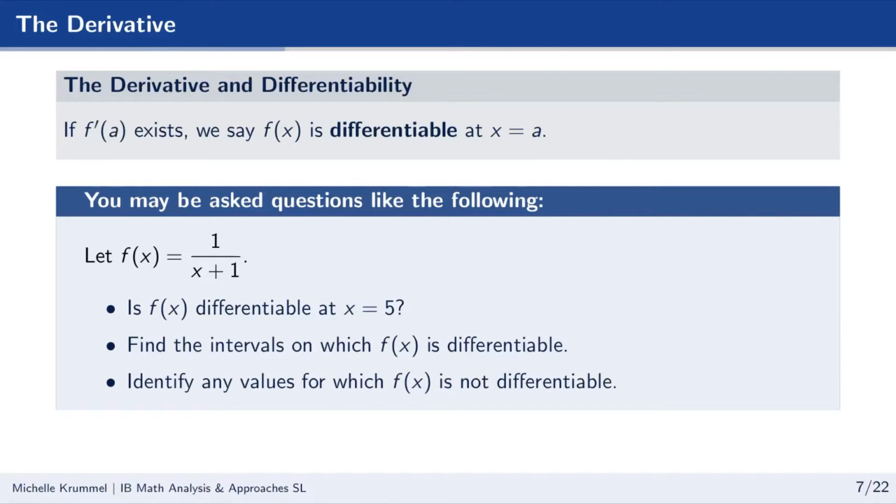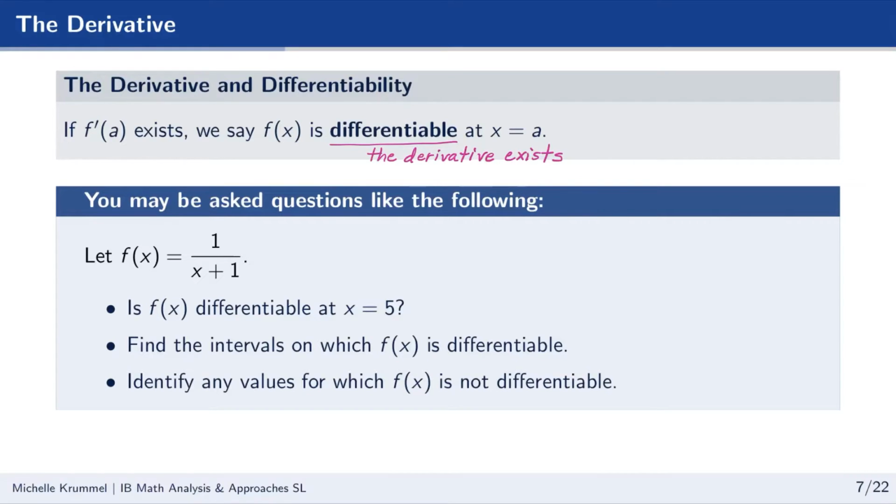If f prime of a exists, we say f of x is differentiable at x equals a. So we have some new vocabulary here. This word differentiable just means the derivative exists. If I tell you that the function is differentiable at x equals a, it means the derivative exists at x equals a. So there may be certain points on our graph where the derivative does not exist, and then we would say our function is not differentiable at that point. So differentiable is an adjective describing our function, and it tells us that the derivative does exist at a certain point. So again, if f prime of a exists, we say f is differentiable at x equals a.